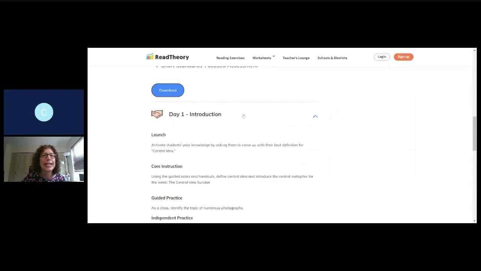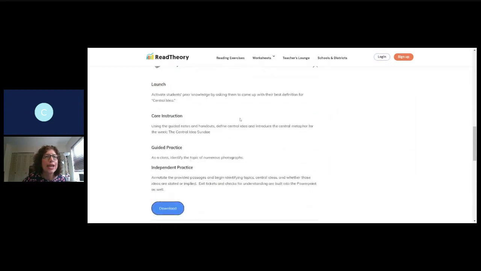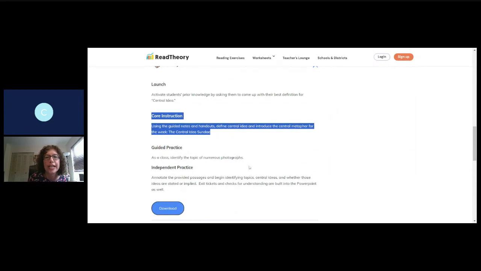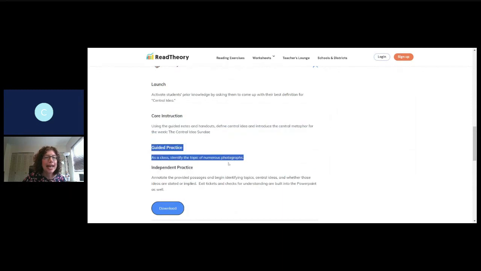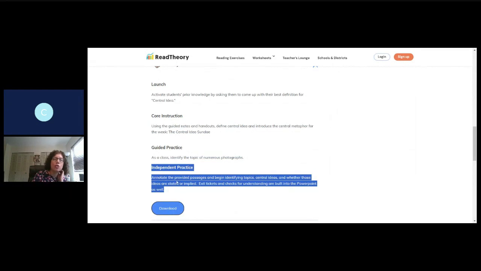Let's take a look at day one. So day one, they have a launch. You're activating students' prior knowledge by asking them to come up with their best definition for central idea. Then you're providing core instruction using the guided notes and handouts, defining what central idea is, introducing the central metaphor for the week. And this week, it would be the central idea Sunday. Guided practice, and then independent practice. And this basic structure is used throughout the lesson plan.